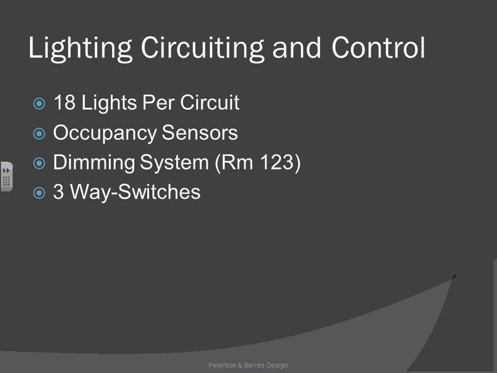We also had to not only place the lights, but figure out how to turn them on and off. So we used lighting circuiting and control. We put 18 lights per circuit throughout our building. Mostly we used occupancy sensors just for the Minnesota Energy Code, trying to get under the score. We use dimming systems in the conference room that we showed, because a lot of times in the conference room they want to adjust the light. That's what the customer wanted.